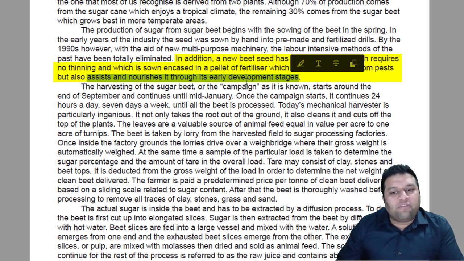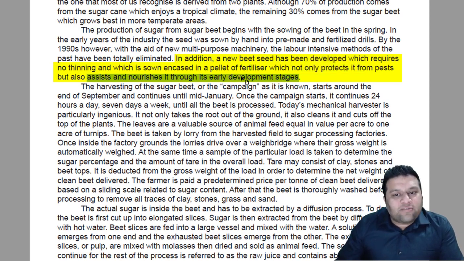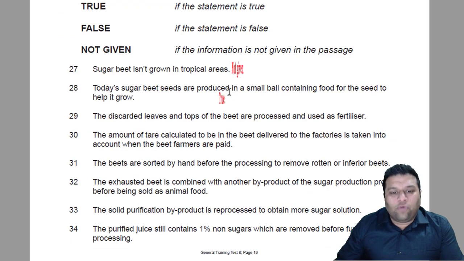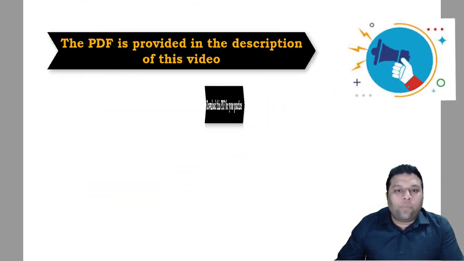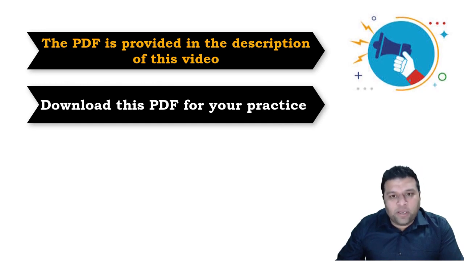So they're using slightly different language, changing the sentence a little bit, using some synonyms, but their meaning is exactly the same. Today's sugar beet is sown and encased in a pellet, meaning a bowl of fertilizer, which not only protects it from pests but also assists and nourishes it through early development stages. The answer is going to be true for this one. Now try the third, fourth, fifth, sixth, seventh and eighth. Write the answer in the comment section. How many of them did you get right? You can download this copy from the description of this video.